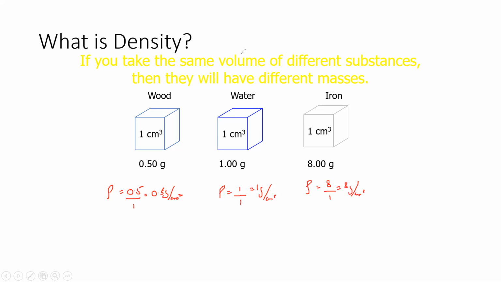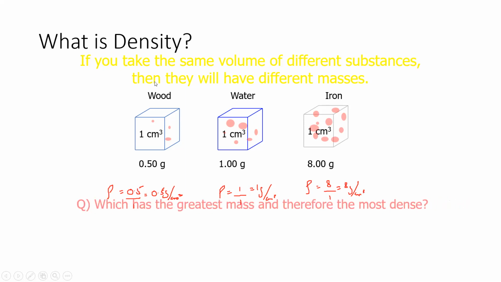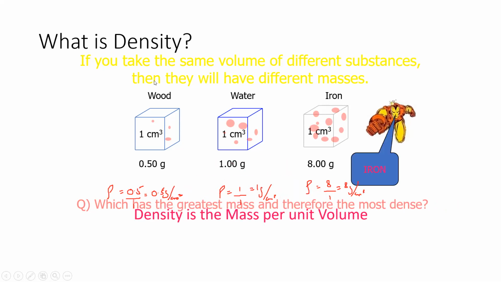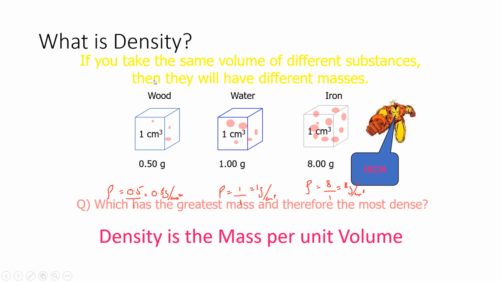So if we take equal volume of these objects, iron will have the most number of particles, followed by water, and at the last it will be wood. Is it clear? So the object having the greatest mass will be more dense. In this example, iron has the highest density. The definition of density is the mass present in a unit volume. Is it clear? Any question related to density?